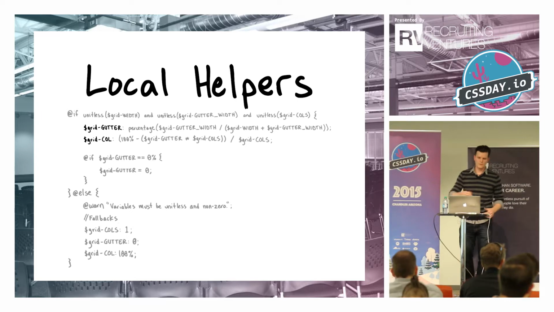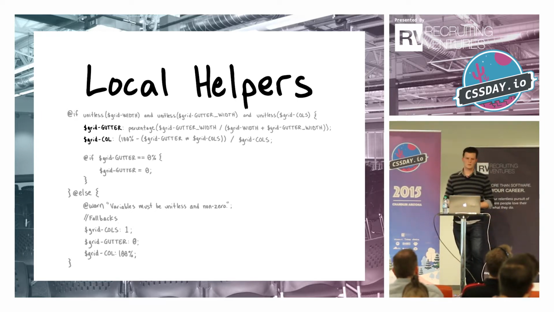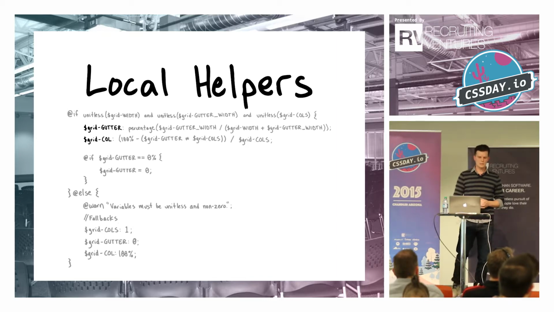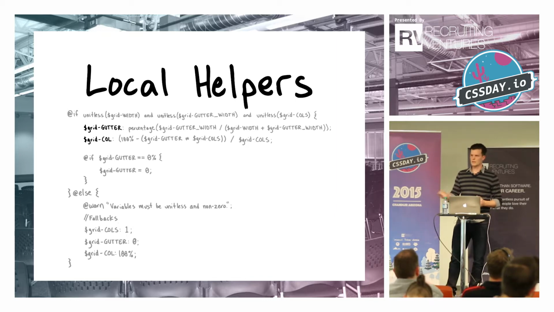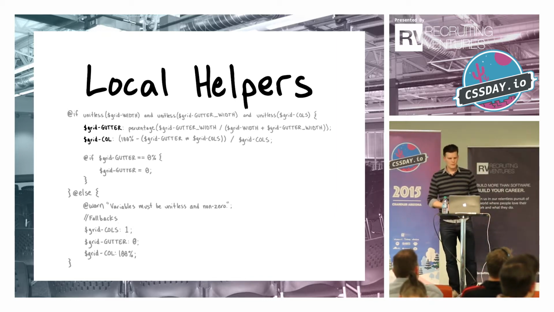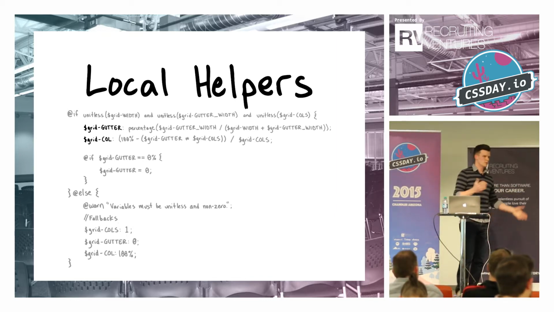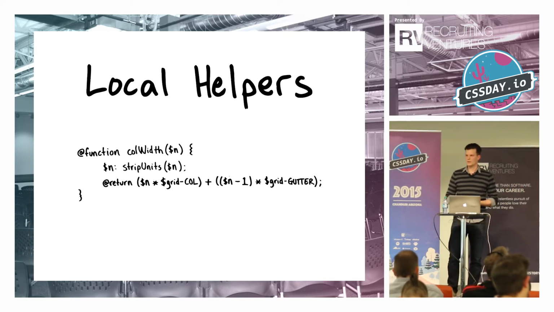Reading through it real quick, if our 3 variables we pass in are unitless, we're going to generate those 2 variables we need. If it ends up being a 0, we're just going to return 0 instead of 0%. If that's not the case, we're going to warn the user in their build process that something went wrong so they can find the location and fix it. And we're going to reset some fallbacks because we don't really know what to do with those calculations otherwise.